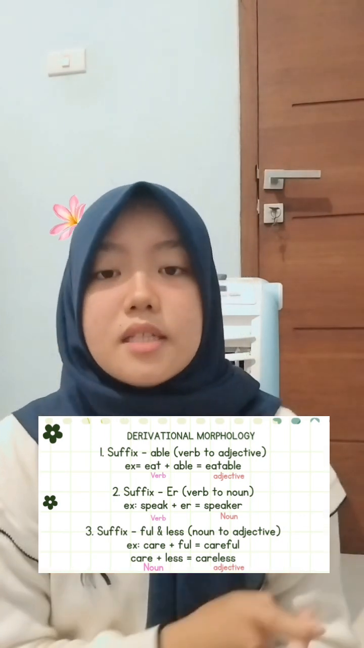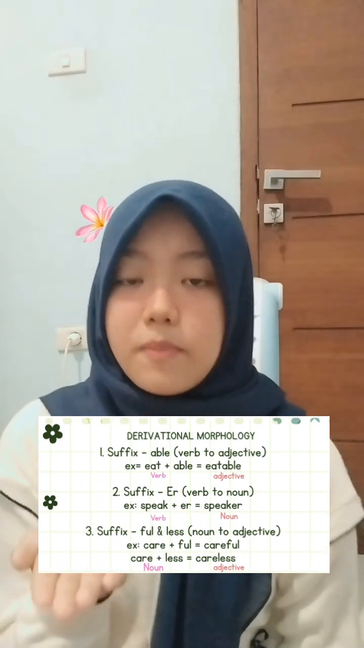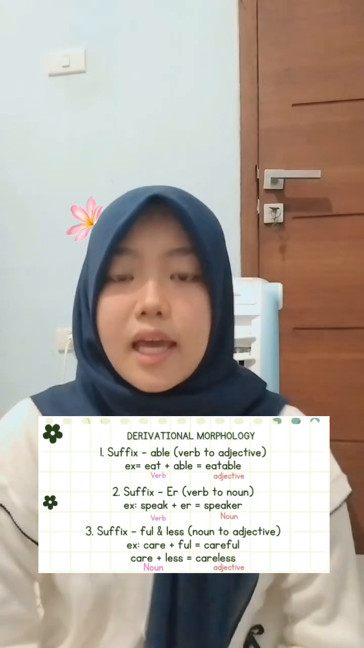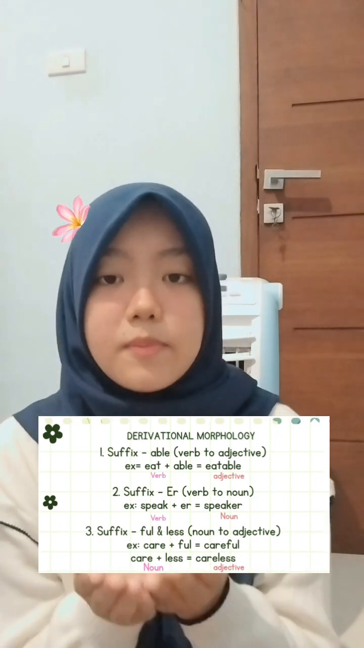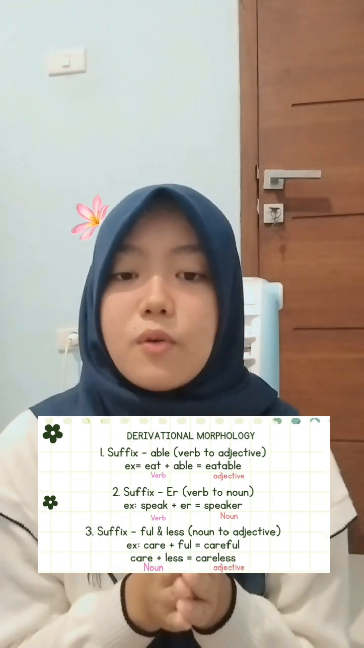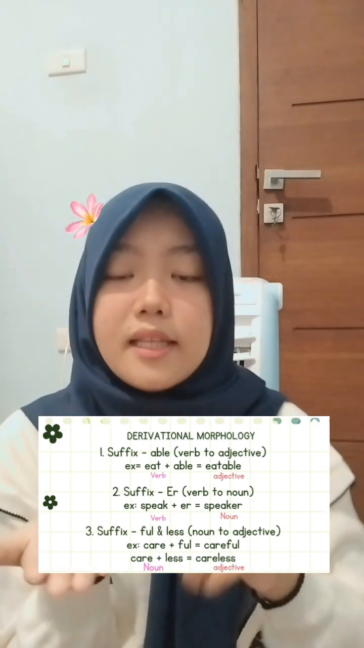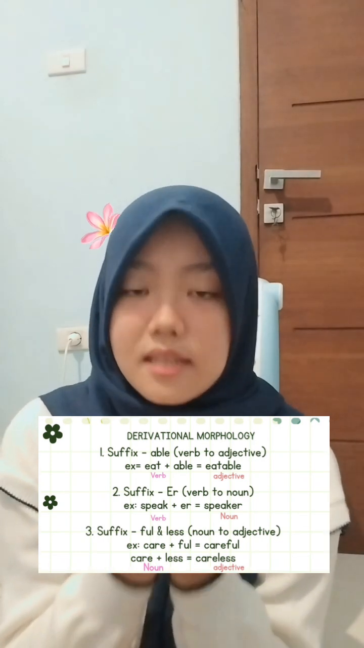And then there are so many kinds of derivational morphology. Like the first is suffix able. Suffix able is changing the verb into an adjective. For example, eat is the verb, and if we put able, it will be eatable. Eatable is an adjective. And then the second is suffix er. Suffix er is changing verb to a noun. So for the example is speak. Speak is a verb, and then if we put er, it will be speaker. Speaker is a noun.